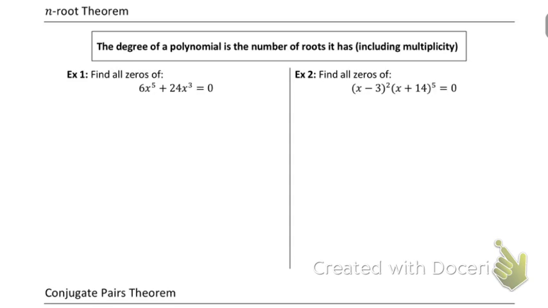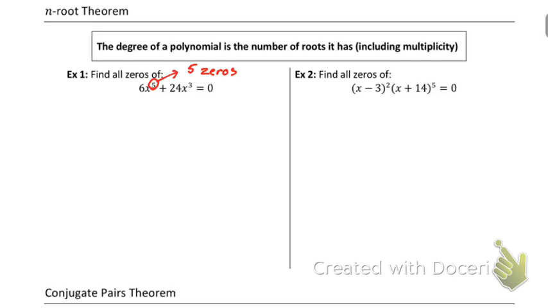So when we're looking at something like 6x to the 5th plus 24x cubed equals 0, and I say find all of the zeros, it'd be good to know how many zeros I have to be looking for. So we're just going to look at the highest power that we have, which is that 5. And I'm going to immediately know that I have 5 zeros. Because it's a 5th degree polynomial, it has 5 zeros. Let's go ahead and find all 5 of those zeros.